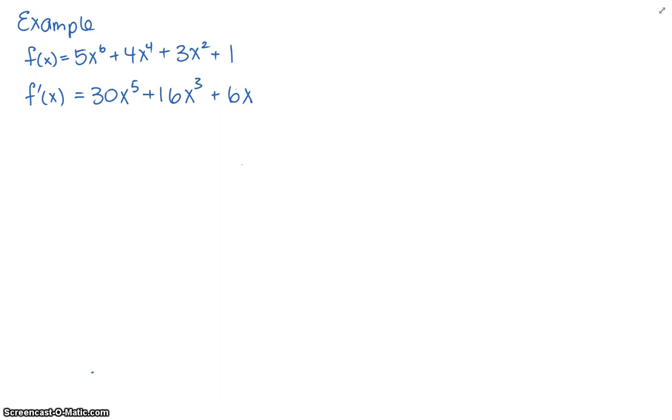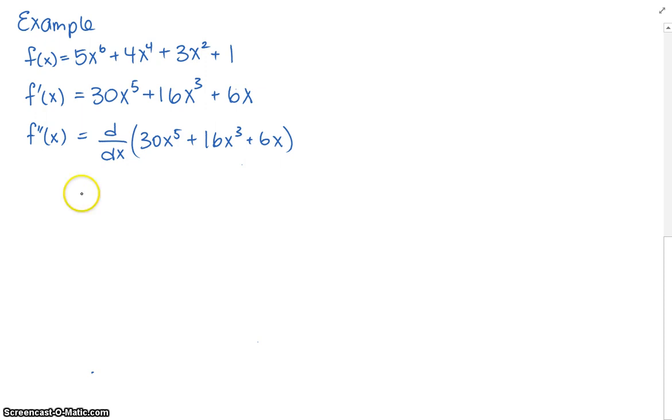If we carry this forward, we're now taking the derivative of the first derivative to find the second derivative. So we're using the first derivative and finding its derivative. Which means, again, if we use the power rule, we'll have now 150 x to the 4th plus 48 x squared plus 6.